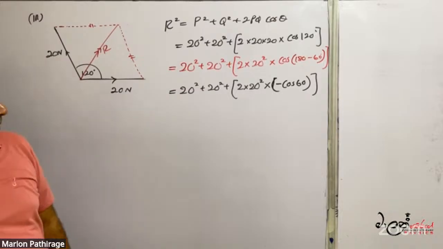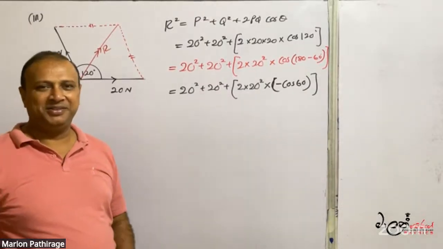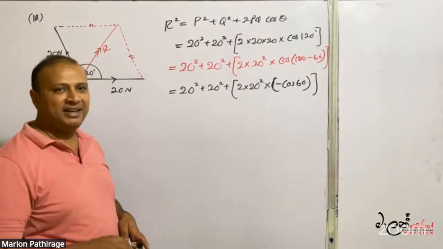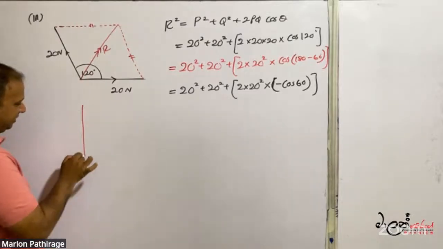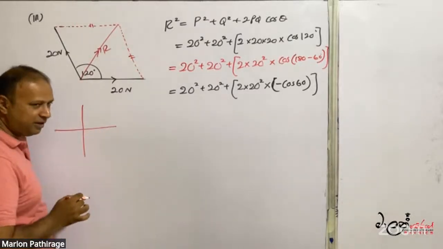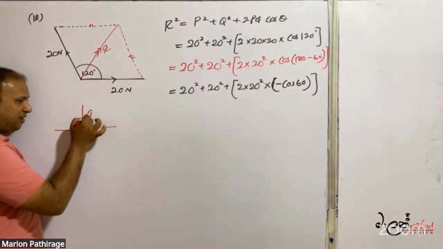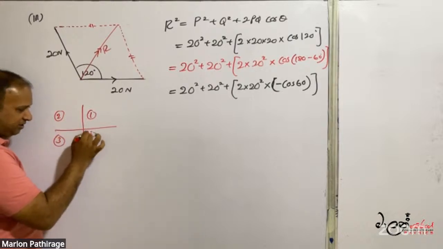But then you have to go through the trigonometric lessons too, because there is a sign convention according to the quadrant. This one is called first quadrant. This one is called second, third, and fourth.